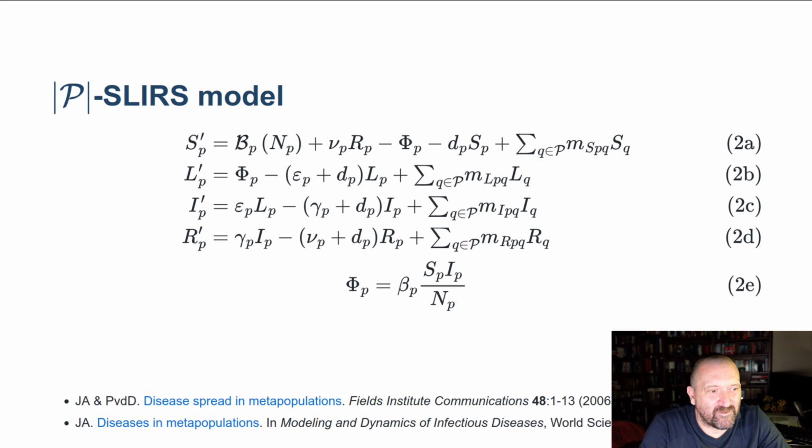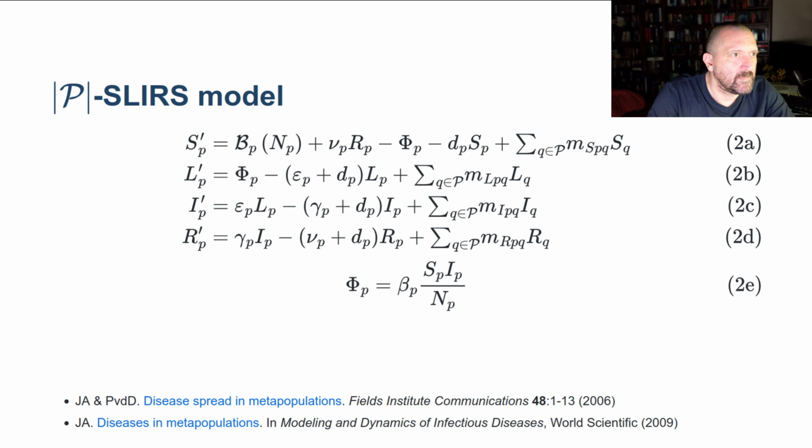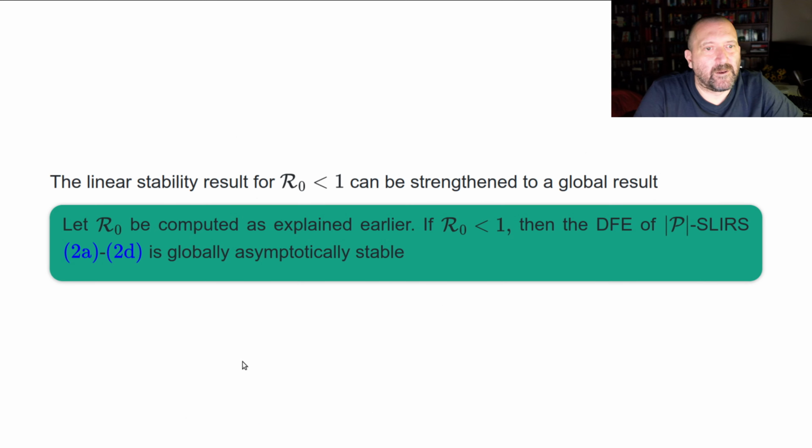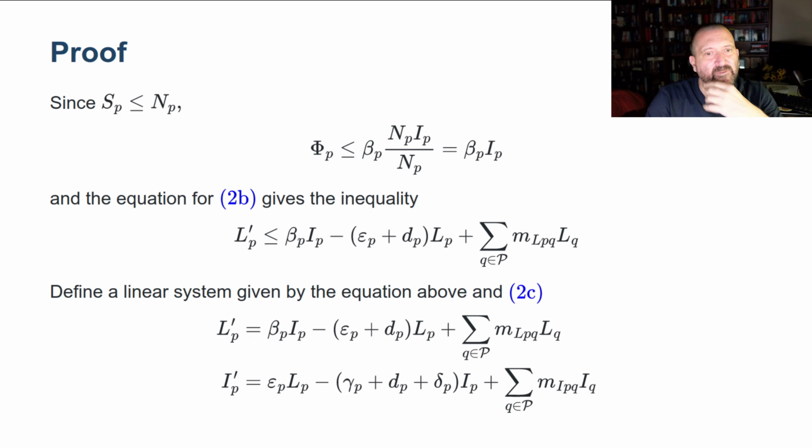in these models. So I'm going to use the simplest PSLIRS model to begin with, and I'm going to assume incidence is proportional standard. Then we had local asymptotic linear stability. Local asymptotic stability results can be strengthened and made global. So if R0 is less than 1, and I'm not going to consider endemic equilibria here, just the disease-free one, then we have a disease-free equilibrium of that system that's actually globally asymptotically stable.